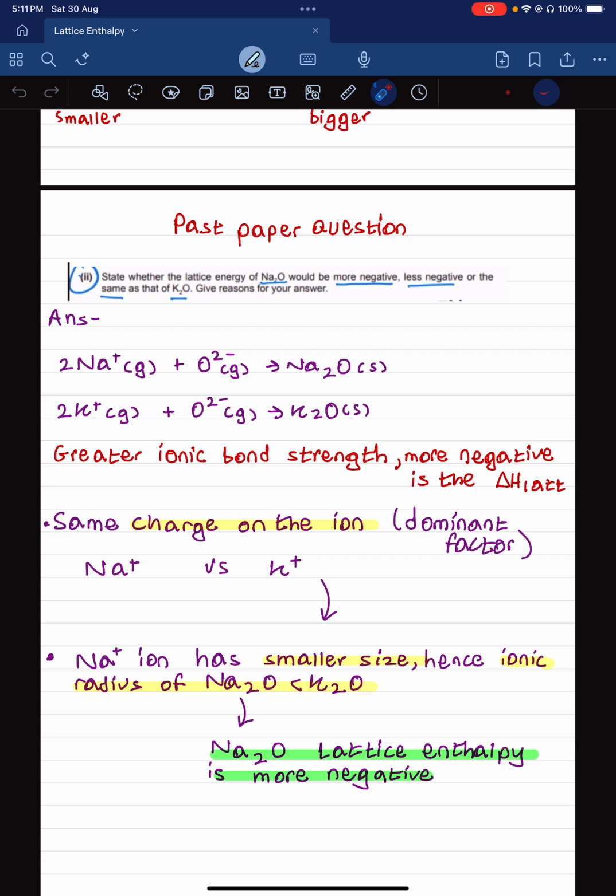Let's take a look at a past paper question. It says to state whether the lattice energy of sodium oxide would be more negative, meaning more exothermic, less exothermic, or the same as that of K2O. Give reasons for your answer. Firstly, step one for this should be to write down the ions making up the ionic compound. For example, Na2O. What is it made of? It's made of a sodium ion and an oxide ion. Let's just write that down. 2Na+ (g) + O2- (g) gives sodium oxide, and potassium oxide is made up of a potassium ion and an oxide ion.